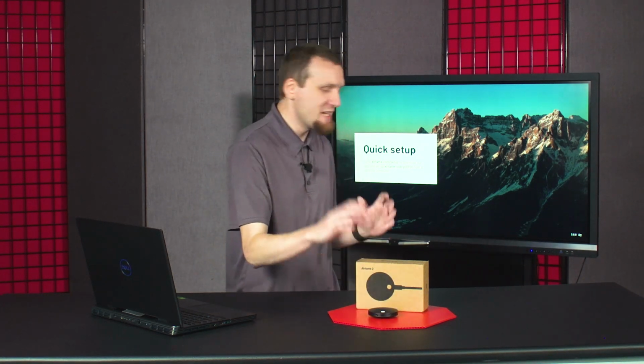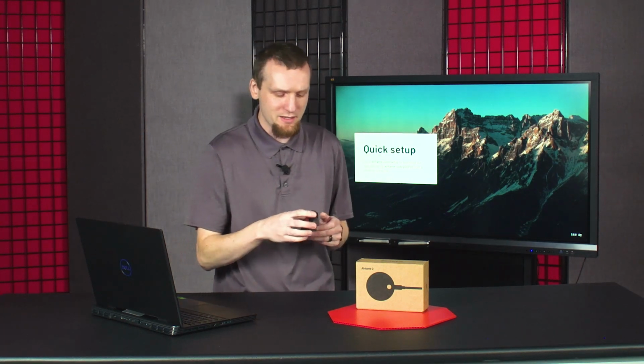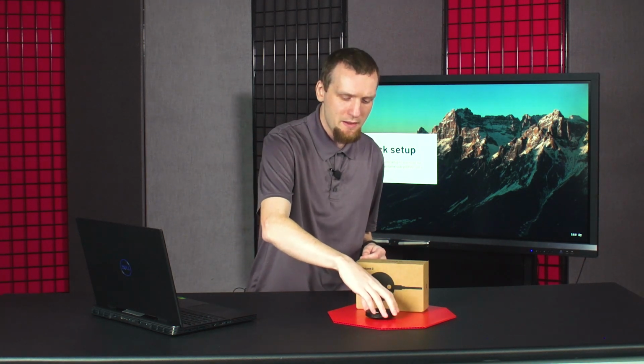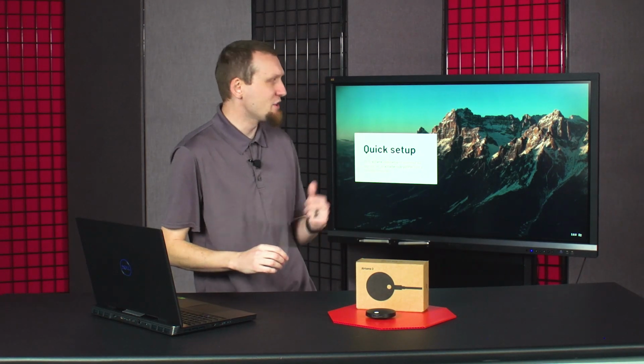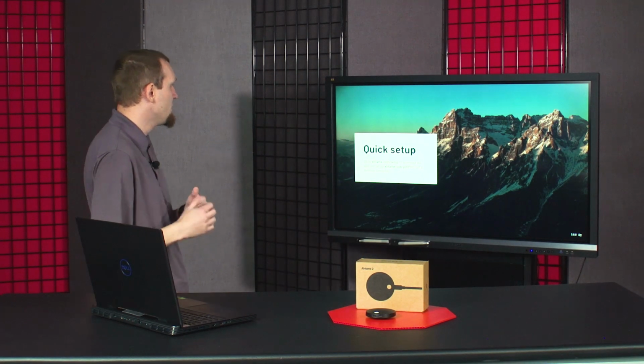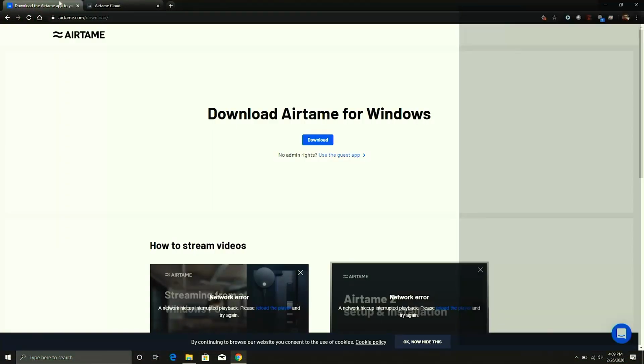So to start, we've taken an Airtame 2 and we've connected it to this display behind us. It's got a really simple magnet mount on the back, so all you have to do is stick it to the back metal of the display, plug it in, and you're off and running. And on the back, it actually has the quick setup menu. So I've gone ahead and gone to airtame.com/download to download the Airtame software to begin the setup process. To begin, all you have to do is hit download and install the software.